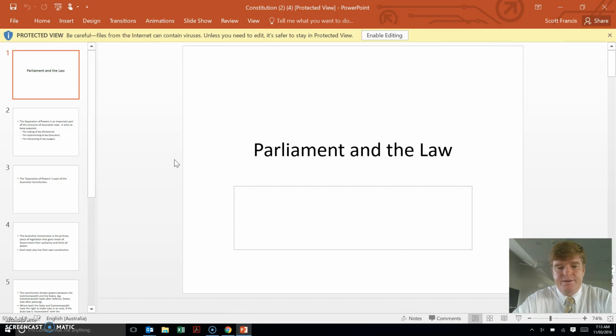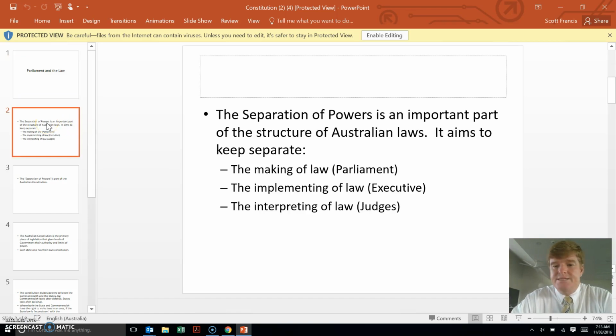This is the document that sets up the structure of Australian Parliament and laws. Within the Constitution, it talks about the separation of powers. The separation of powers refers to three different processes: the making of the law, which they say the Parliament should be involved in; the implementing of the law, which they say the executives or the ministers should be involved in; and the interpreting of the law, which is the judges.